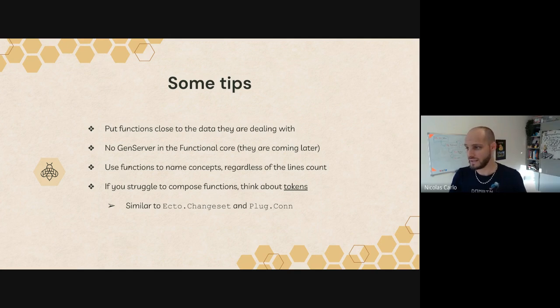One piece of advice that I found really good was to use functions to name concepts, regardless of how many lines it takes. Sometimes you may have a single line that you extract to give it a name. The idea here is not to extract everything, because extracting creates an indirection, which has a cost: you need to read something else to understand how it's made. So don't do it too much.